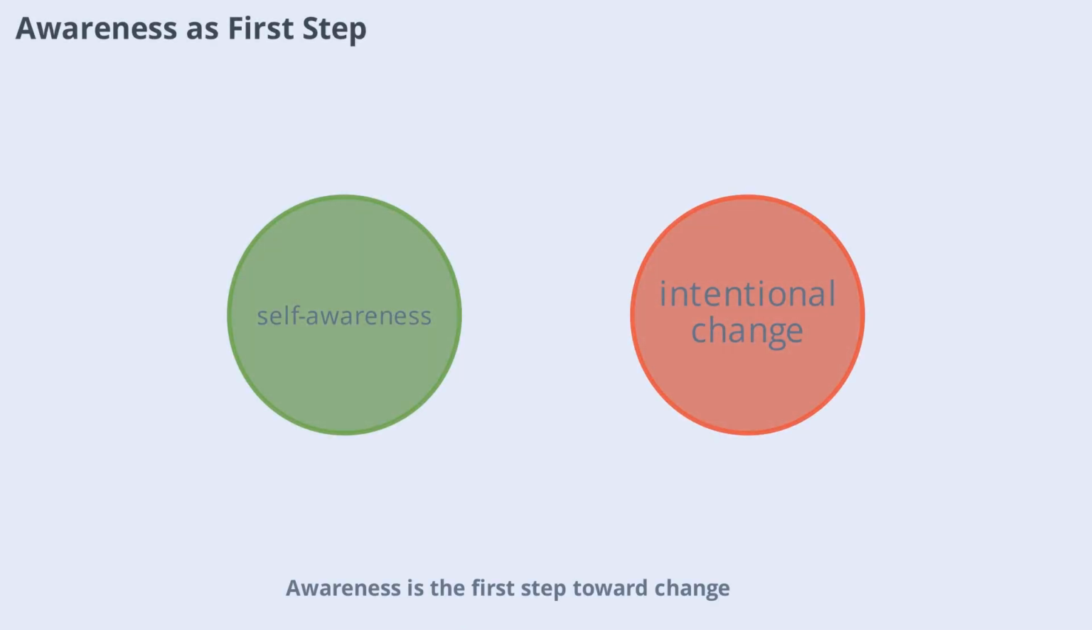Awareness is the first step toward change. By recognizing your attachment style and understanding its origins, you can begin to make intentional choices in your relationships. This self-knowledge empowers you to break free from automatic reactions and create the kind of connections you truly desire.